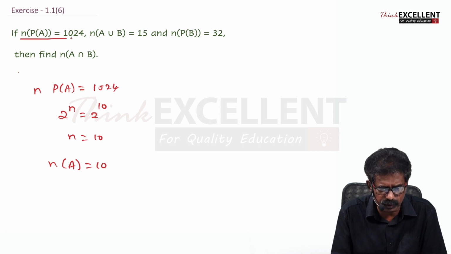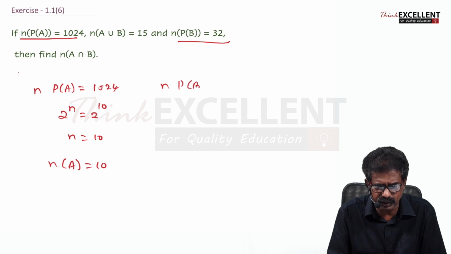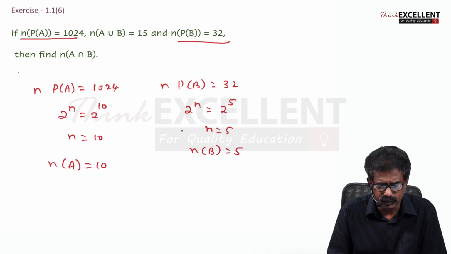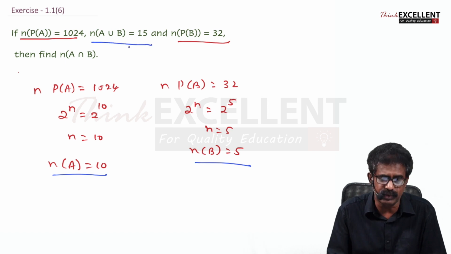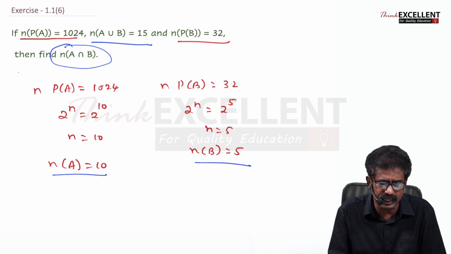Okay, this we used. Now let's see here also something. n of P of B is 32. That is 2 raised to n is 32, means 2 raised to 5. So n is 5 here, that means number of elements in B is 5. So now we know number of elements in A, number of elements in B, number of elements in A union B given in the question, 15. They asked find number of elements in A intersection B.